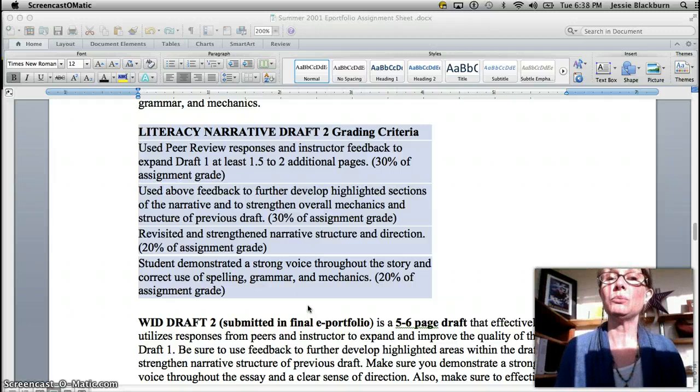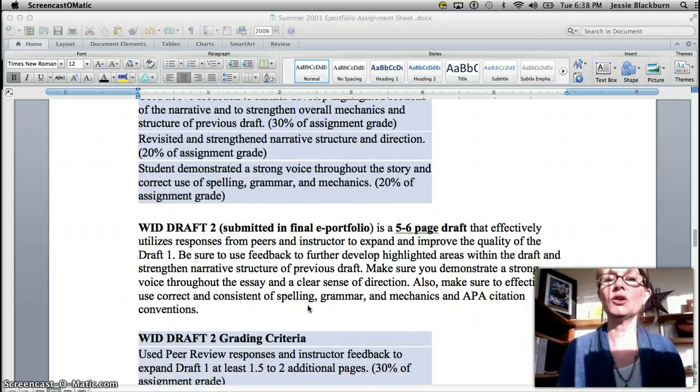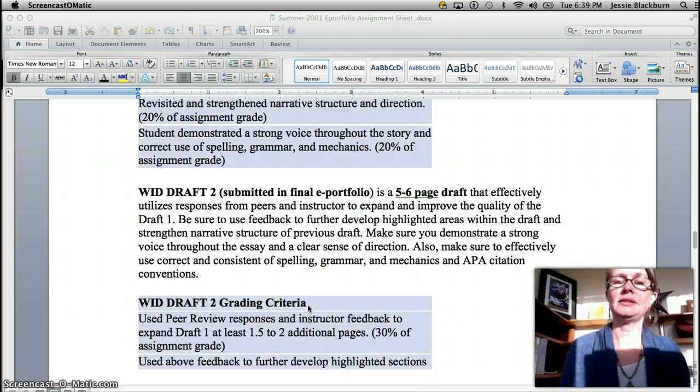You want to make sure that you use above feedback to further develop highlighted sections of the narrative, that you've revisited and strengthened the narrative structure and direction, and that you demonstrate a strong voice throughout the story, using a correct use of spelling, grammar, and mechanics. The writing in the disciplines assignment, the second draft of that, should be a 5 to 6 page draft that effectively utilizes responses from peers and instructor to expand and improve the quality of draft 1.